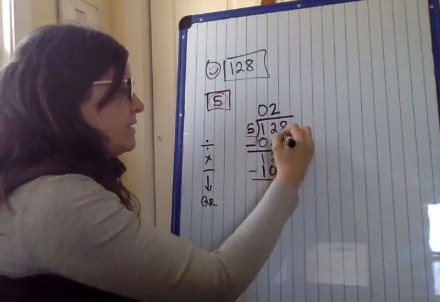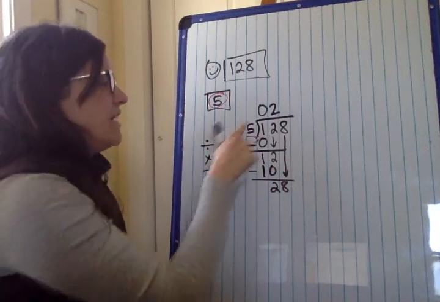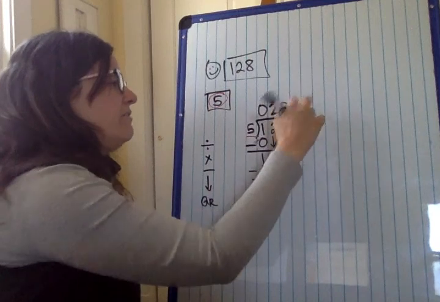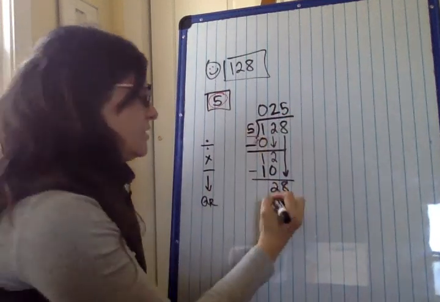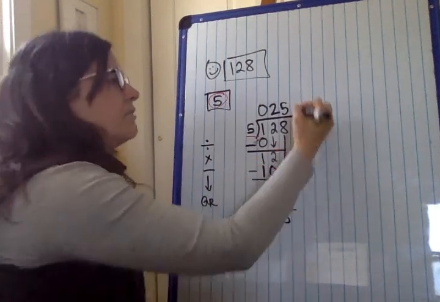Subtract, bring it down. 28. 28 divided by 5. The closest we can get is 5. 5 times 5 is 25. Subtract. And we've got a remainder of 3.